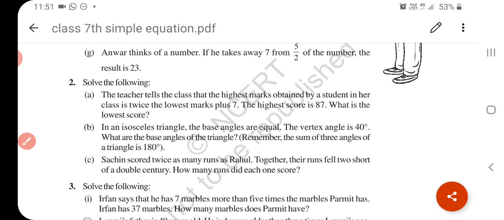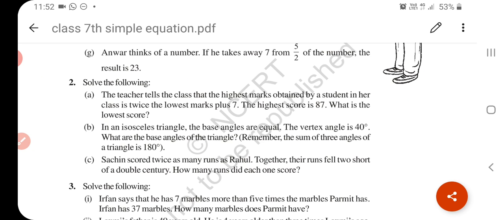Question number 2. Now one more. In an isosceles triangle, the base angles are equal. The vertex angle is 40 degrees. What are the base angles of the triangle? See, remember the angle sum property of a triangle. What is the angle sum property of a triangle? The sum of all the angles of a triangle is always 180 degrees. It is the property of a triangle.